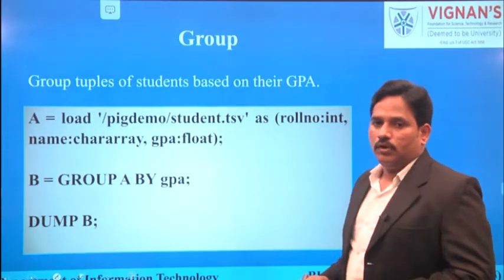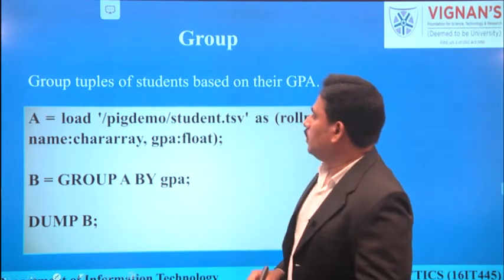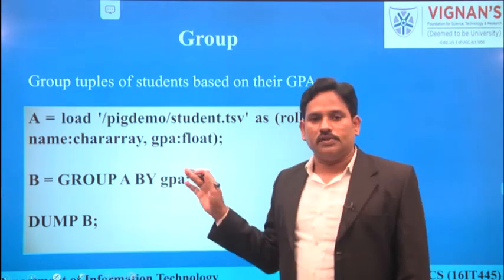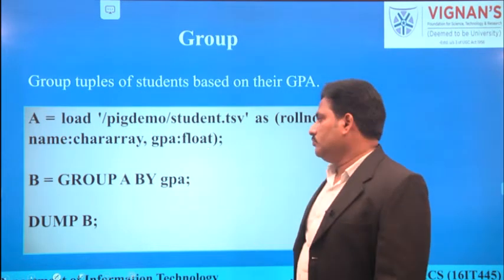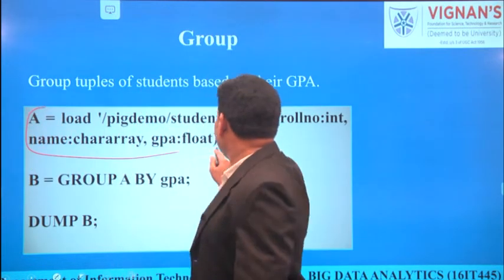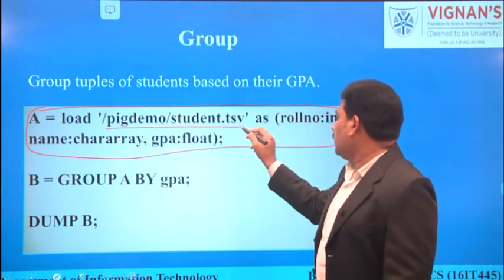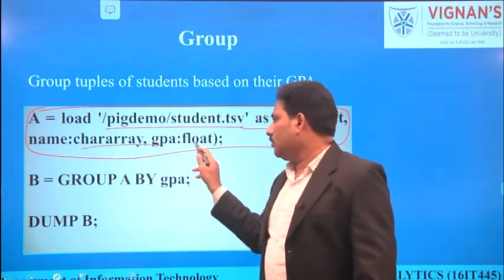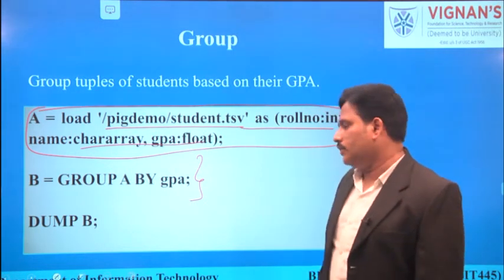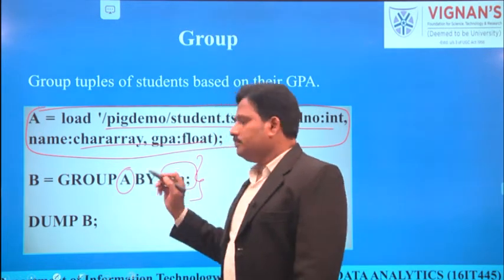Now how to perform group operations, how to combine group operations. Now here our requirement is to group tuples of students based on their GPA. We want to group all the students based on GPA value. Same statement here: load the files using the load command, give the file path and give the attributes of the table. In the second statement, we are writing our required condition, that is group A by GPA.